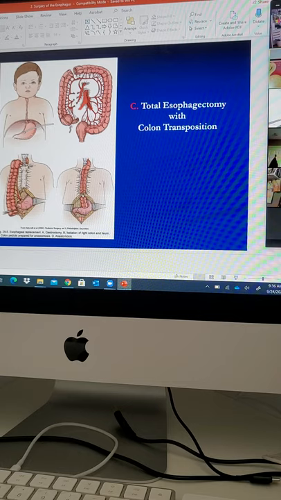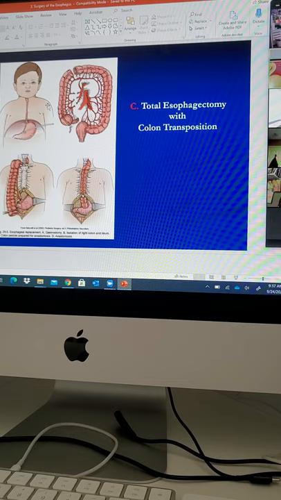So again, we move the stomach on one portion. On this portion, we use the large intestine for the procedure. So it would be a transposition, and when I'm positioning it up, I'm calling it transposition. And what anastomosis am I doing? Am I doing a side to side or end to end? End to end, yes.